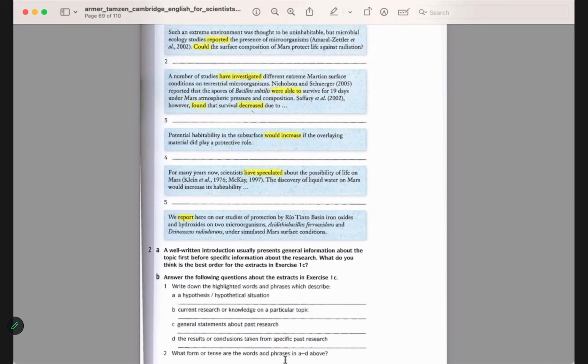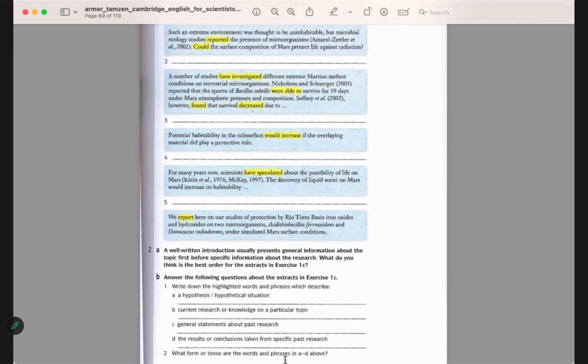So a hypothesis or hypothetic situations, which words can express it? For the first, maybe could? Could the surface composition of Mars protect life against radiation? Could, yes, could, it might be hypothesis. And one more word is here. So could protect and hypothetic situation would increase. Yeah. I also not sure yet. Just give the suggestion. With the help of could and would, we can give the suggestion, but not sure yet.